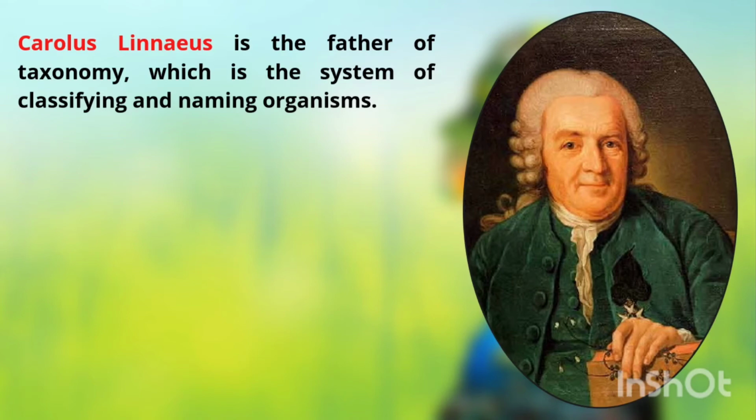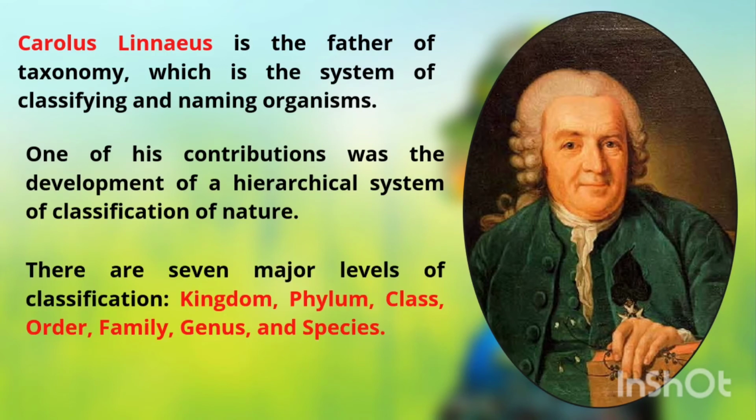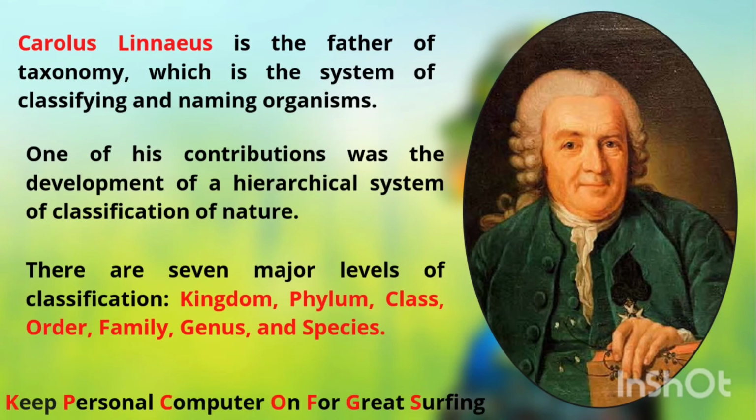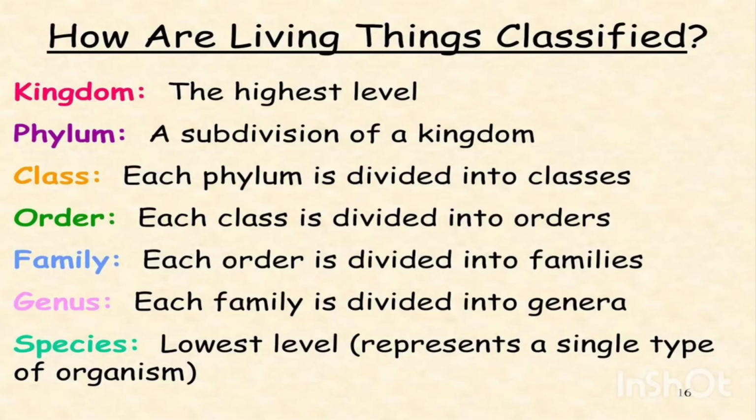Linnaeus developed a system of grouping organisms into hierarchical categories. There are 7 major levels of classification. We have the kingdom, phylum, class, order, family, genus, and species. It is arranged from the highest to the lowest. So for you to remember the proper sequence easily, you have to remember this mnemonic: Keep personal computer on for great surfing. That stands for kingdom, phylum, class, order, family, genus, and species.